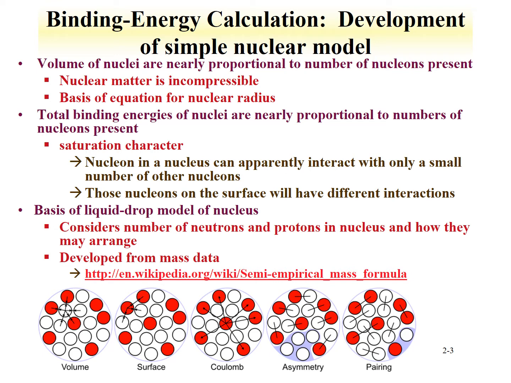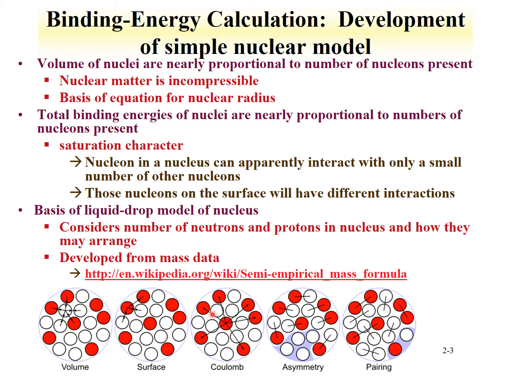All these together are the basis of the liquid drop model. It considers the number of protons and neutrons in a nucleus, and how they may arrange and interact. If we're going to talk about the liquid drop model of the nucleus, we tend to think spherical. And this is all developed from mass data, and you can get some information from this web link here. Fundamentally, what this describes is that nucleons are going to have different interactions if they're in the volume, right? If they're in the middle of this drop, they're saturated. If they're on the surface, well, they're not completely saturated. They've got some interactions here, but nothing out over here.